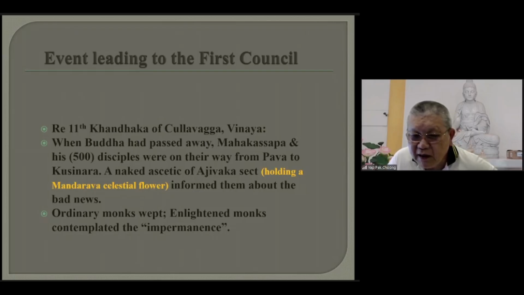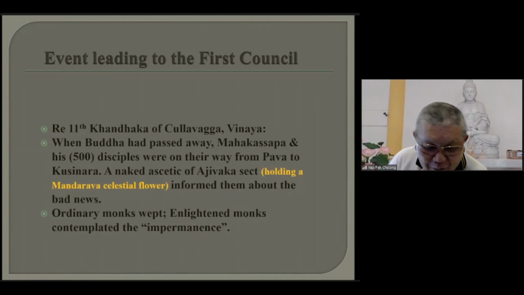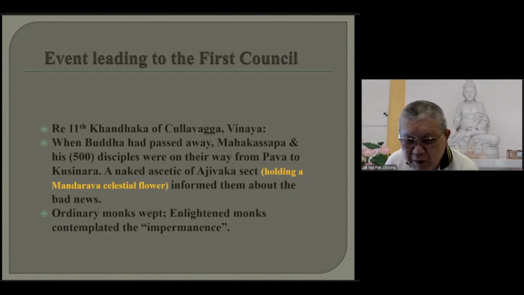During Buddha's time, there were so many groups, so many sects, so many philosophical schools. One of the schools was called Ajivaka. So there was a monk, a naked ascetic of the Ajivaka sect. Why was Mahakassapa attracted to this ascetic? Because Mahakassapa saw him holding a celestial flower called Mandarava. He wondered, something must have happened, otherwise this heavenly flower would not fall onto the earth. Something important must have happened. So he stopped the ascetic and asked him where he got the flower.